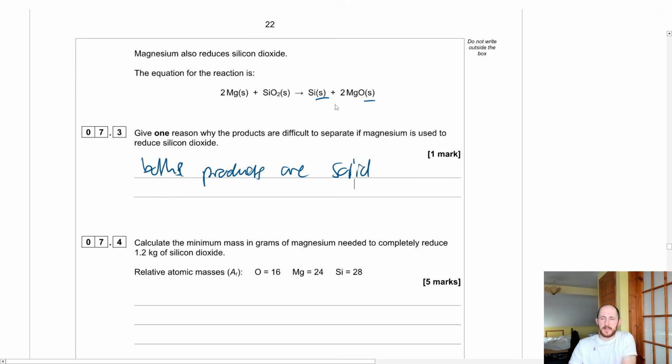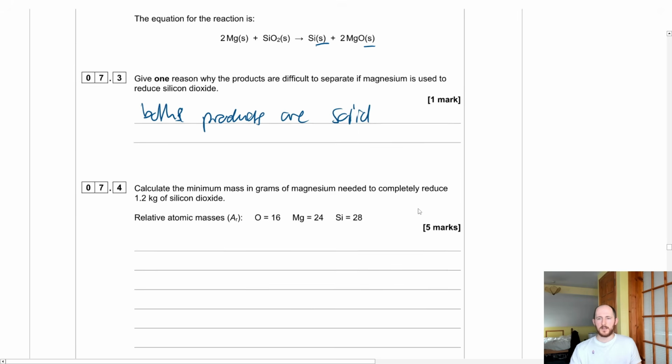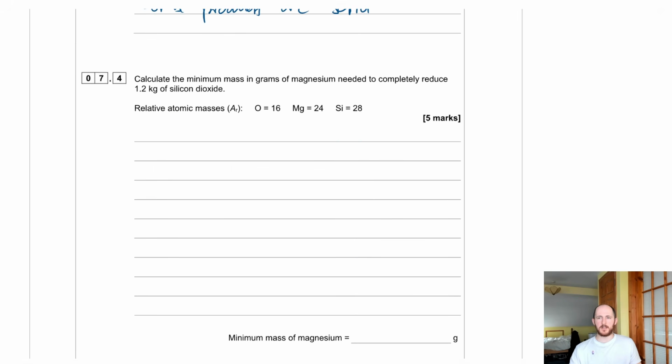Because again, if it's mixed with a liquid, all we have to do is filter it. That's quite easy. But if they're two liquids, for example, depending on if their densities are really different, maybe they'll separate normally. But generally speaking, we might have to use a centrifuge. If these are both solids, you're going to get two powders that are mixed together. How do you separate that? Pretty tricky. So, calculate the minimum mass in grams of magnesium needed to completely reduce 1.2 kilograms of silicon dioxide.